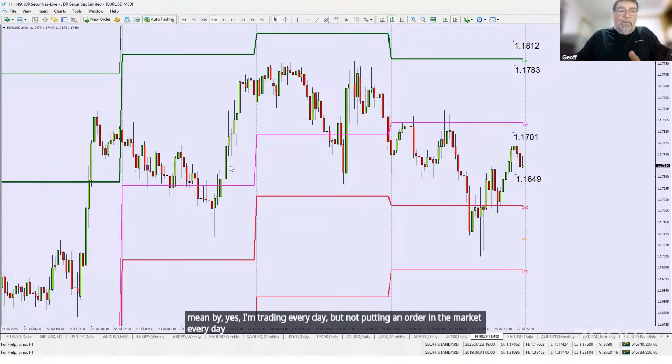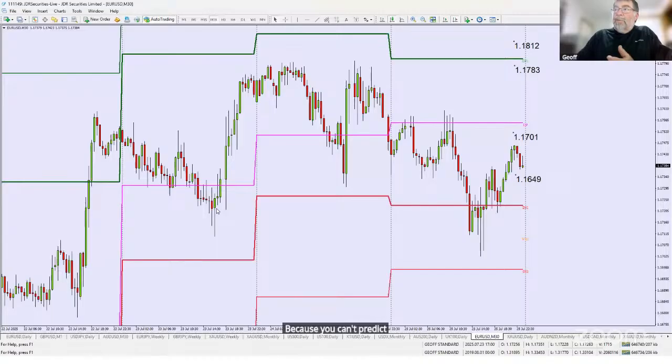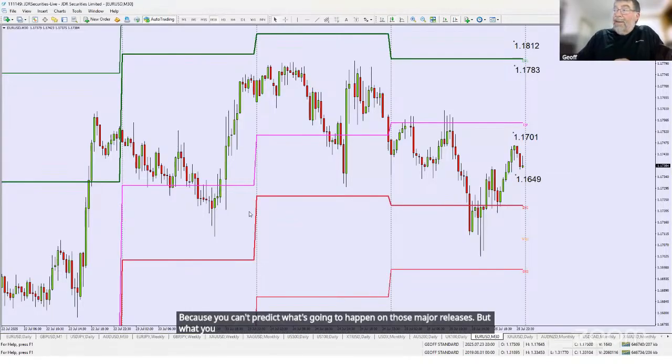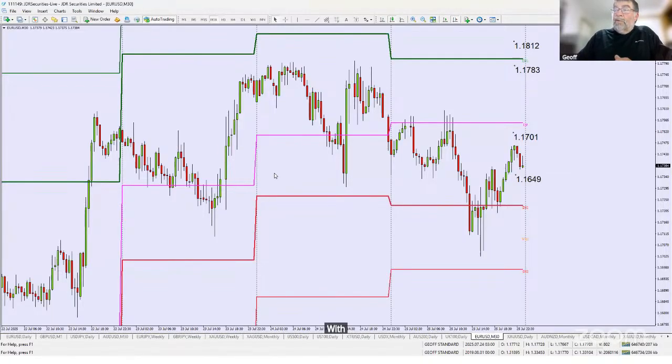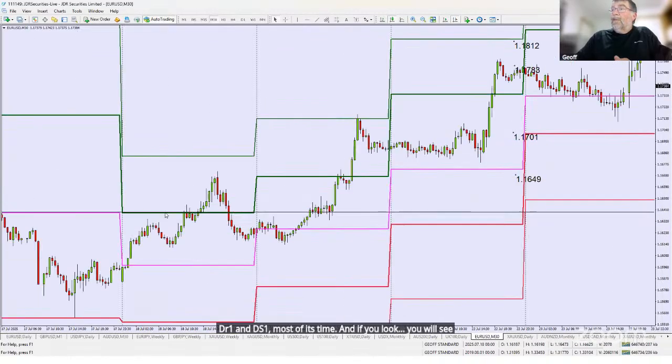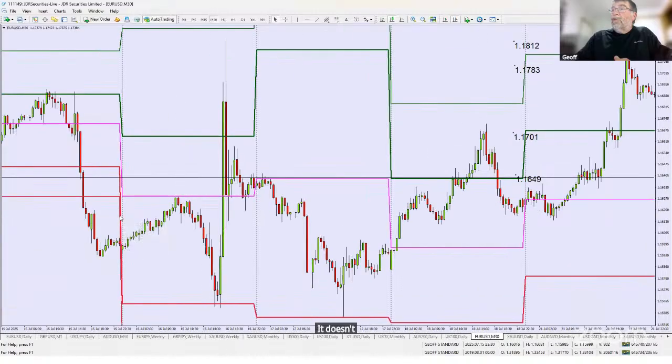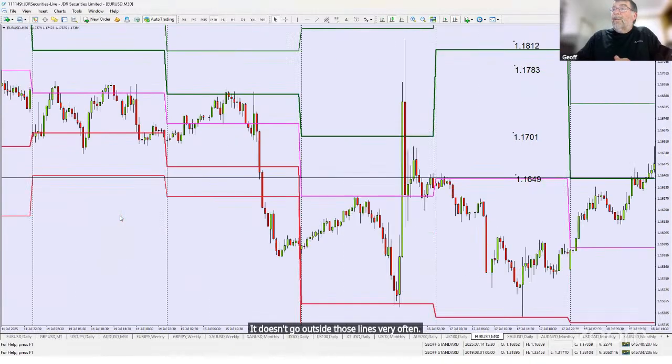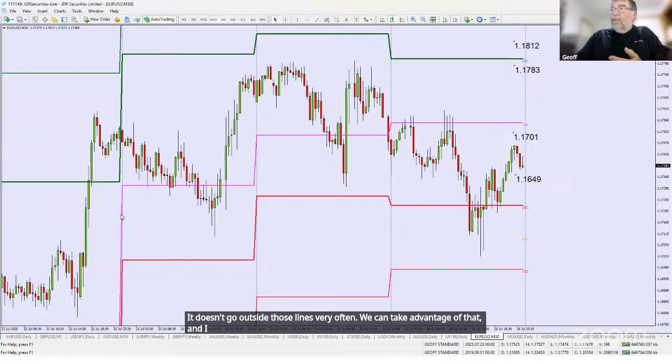And there are certain times where you don't want to be doing that, and that would be major releases, because you can't predict what's going to happen on those. But what you can predict with a good deal of confidence is that because EUR/USD stays between DR1 and DS1 most of its time, and if you look, you will see that's the case. It doesn't go outside those lines very often. We can take advantage of that, and I do it in a couple of ways.